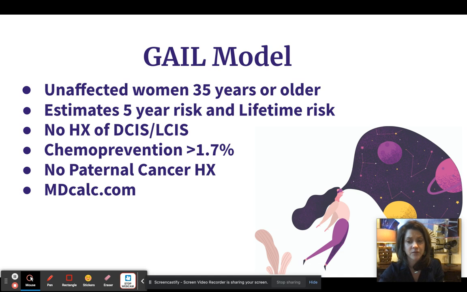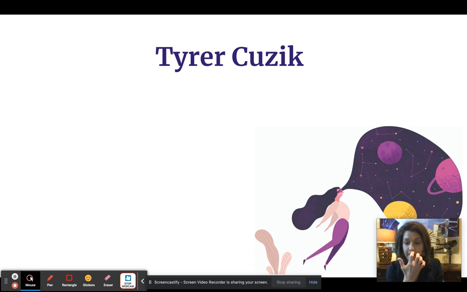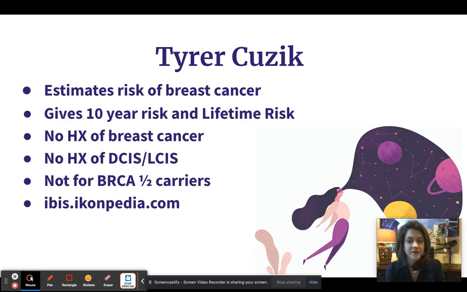If a patient is able to complete 5 years of chemoprevention, it decreases their overall risk of breast cancer by 45%. And that's a lifetime, 45% less. The next model is the Tyrer-Cuzick. This model is also for patients that are 35 years and older. The Gail and the Tyrer-Cuzick are both based on the same database.